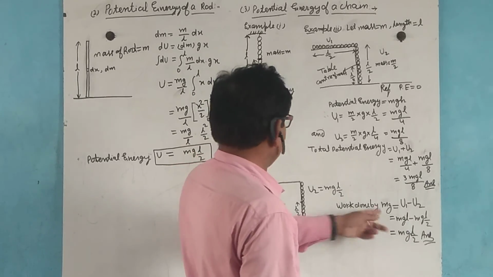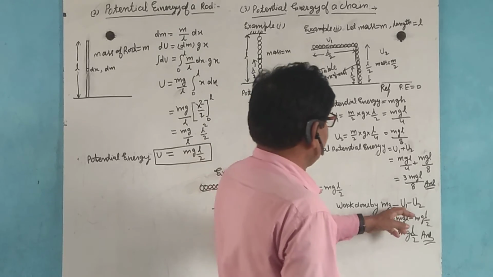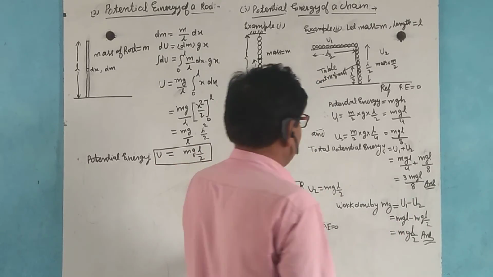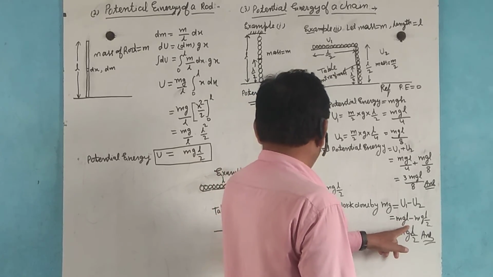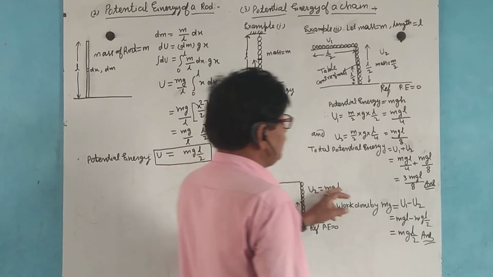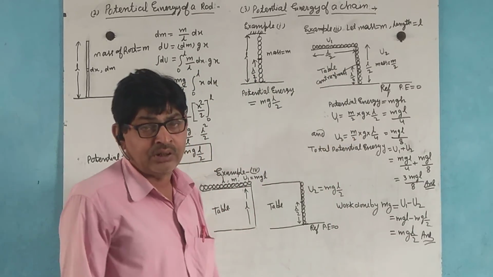So work done by mg is U1 minus U2. Total energy, this energy minus this energy, is mgL minus mgL by 2, so this is mgL by 2. This is our answer.